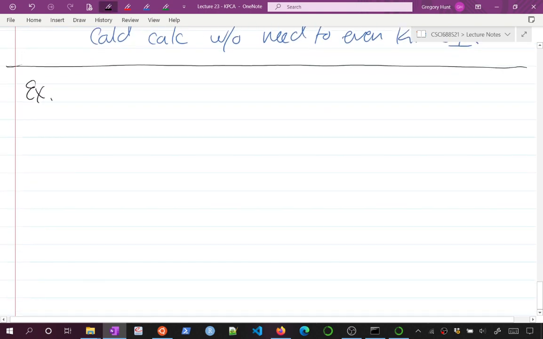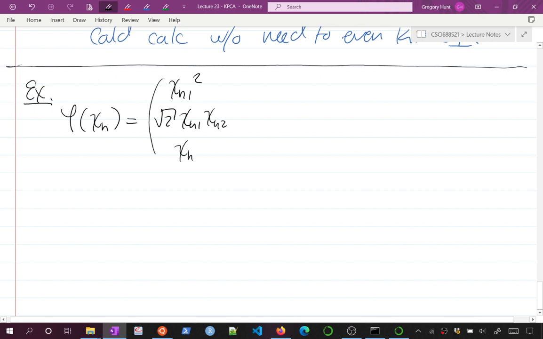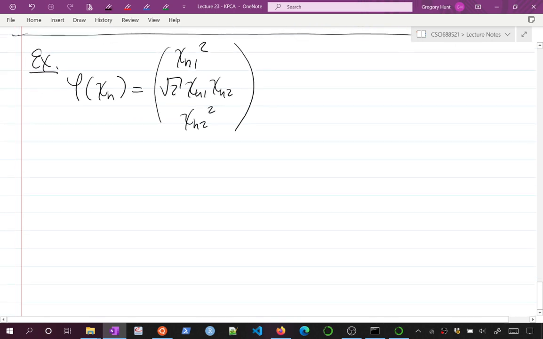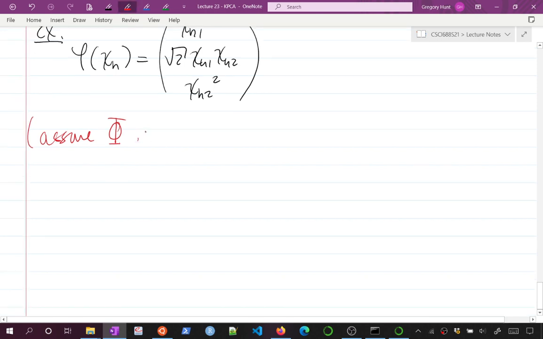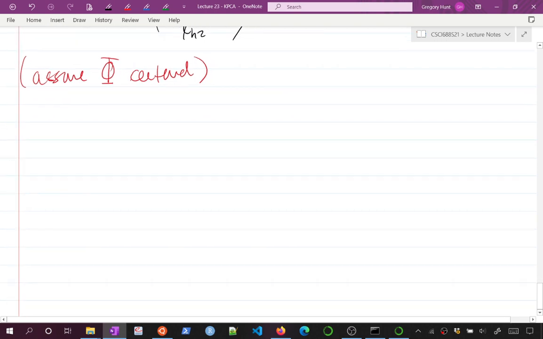So let's look at our example again. If you remember, our example embedding map was something like this: xn1 squared, root 2 xn1 xn2, and then xn2 squared. This is our embedding map. And let's just assume that phi has been centered. Let's not deal with the centering issue right now. It's actually not a big deal, and we'll deal with it at the end.